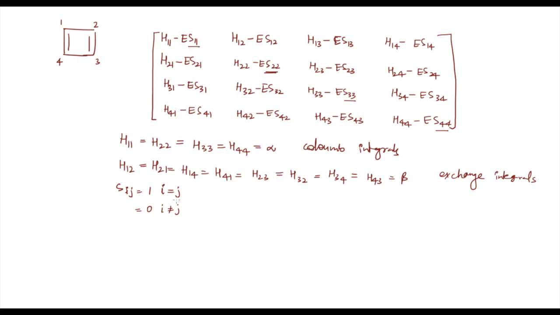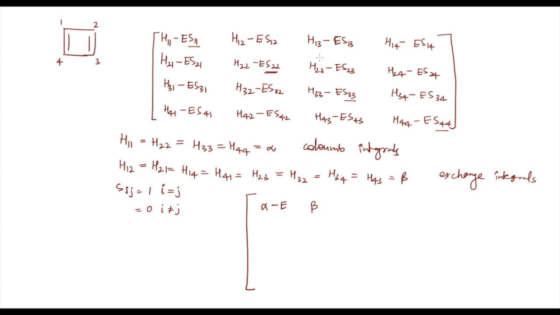Okay, so let me put all the values which we have just found and make the determinant, and that is going to be the final answer. So the final determinant will be alpha minus E, because the value of S11 is going to be 1. Here this particular part will become 0, and H12 will be equal to beta, so we'll just get beta here. Again over here, in this particular case we have H13.